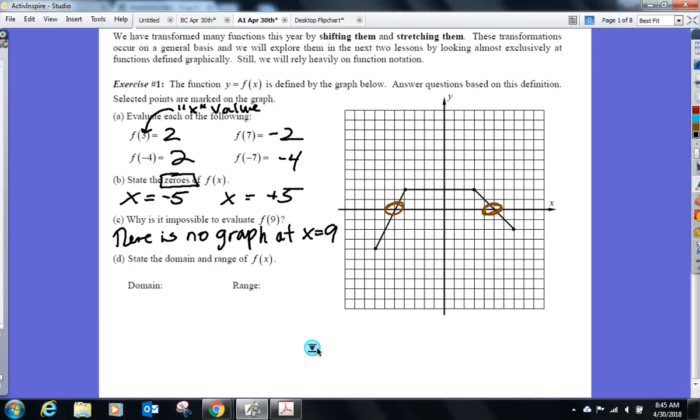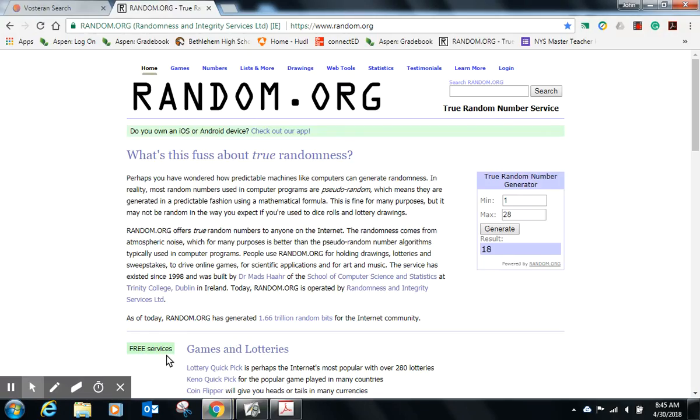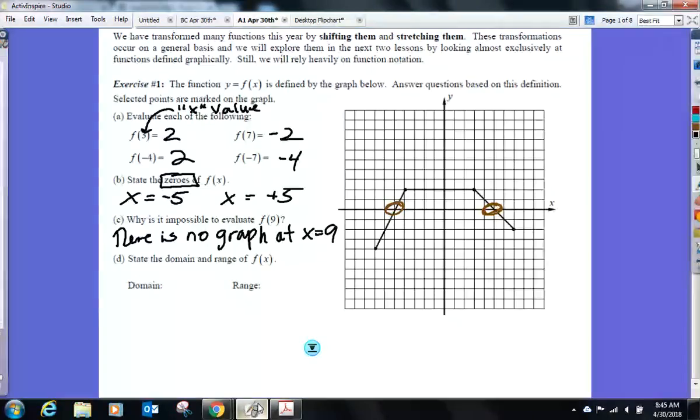Domain and range now. Here you go. Domain. Anybody remember what value my domains are? Domain, x or y values? X values, yes. X values for domain. So I need you to tell me, because we know it doesn't go on forever, because there wasn't a value at 9. From what to what x value does this graph go to?